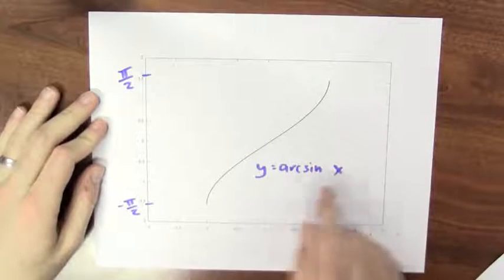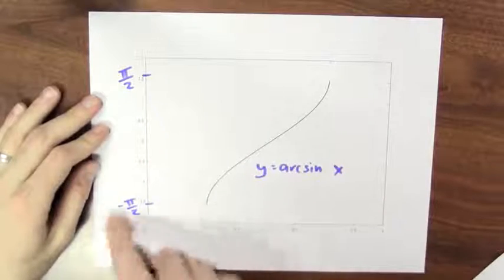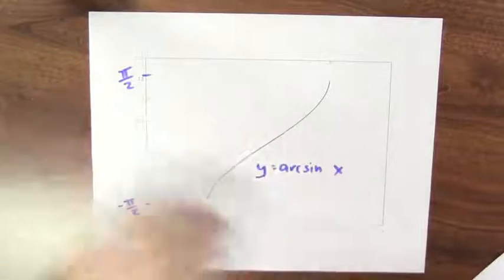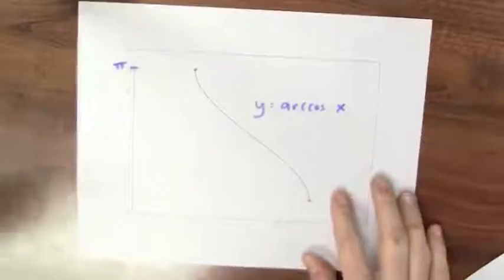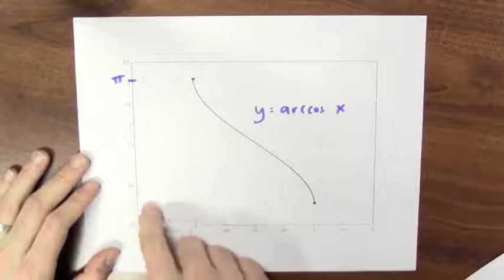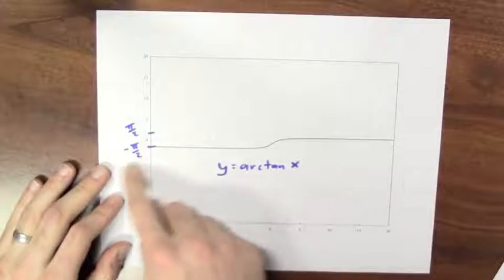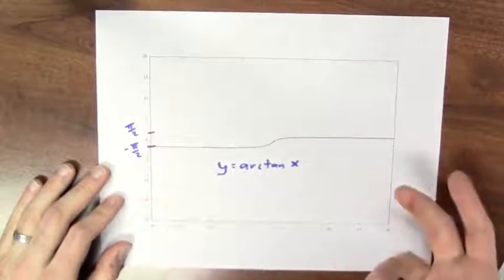By convention, arcsine outputs angles between minus pi over 2 and pi over 2. And also by convention, arccosine outputs angles between 0 and pi, and arctan outputs angles between minus pi over 2 and pi over 2. Note that I'm calling these inverse trig functions arc whatever, arc cosine, arc sine.